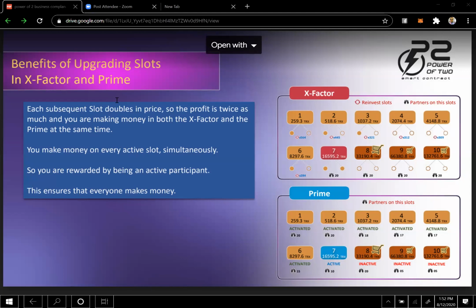For you to make money in X factor in slot 2, you actually have to spend that 518.6 TRX. If you want to make money in prime, you have to spend that 518.6 TRX, and it goes all the way down. All right. It just keeps doubling and doubling. $10, $20, $40, $80. Correct.